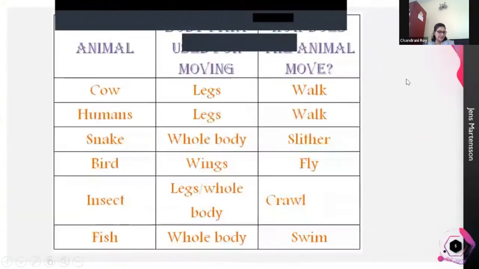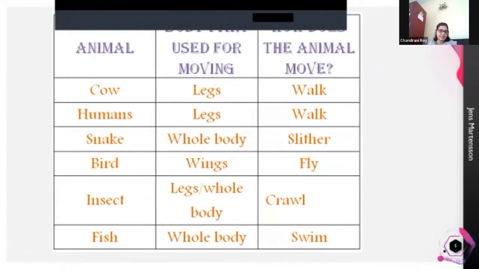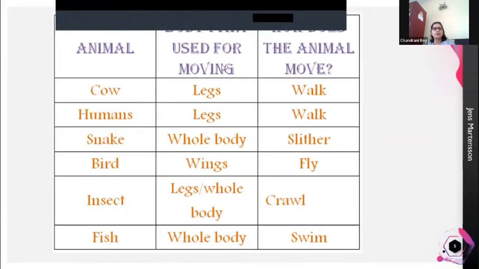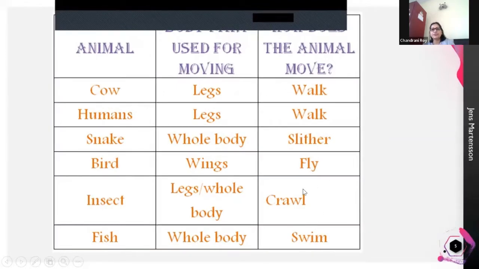And then this is an activity which is there in the textbook, and we can use a simple table where we can give children the names of the animals and keep these two columns blank, and ask them to fill these columns from their experience of the world around them. So the body part that is used for moving for cows, human beings, snakes, birds, insects, and fish. And how does the animal move? So these are a few of the locomotory movements that they can write down about.